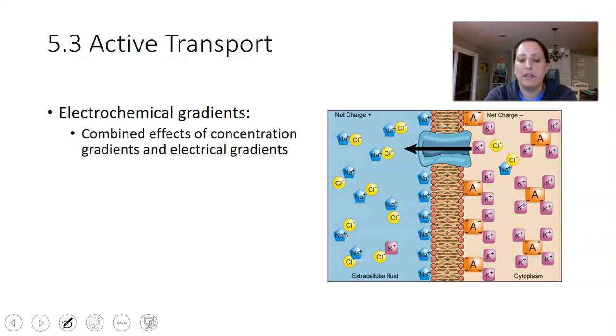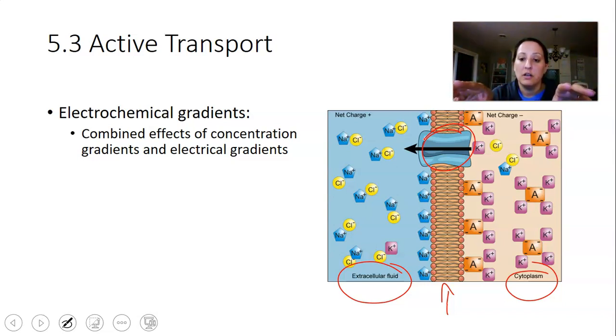So first off, here is our phospholipid bilayer, right here. This is the inside of the cell, the cytoplasmic side of the cell, and this is the extracellular fluid. Okay, and right here is a membrane transporter that's transporting some stuff across the membrane. The electrochemical gradient, again, is going to be the combined effects of a concentration gradient, so a difference in the concentration of, in this case, ions across the membrane, and an electrical gradient.